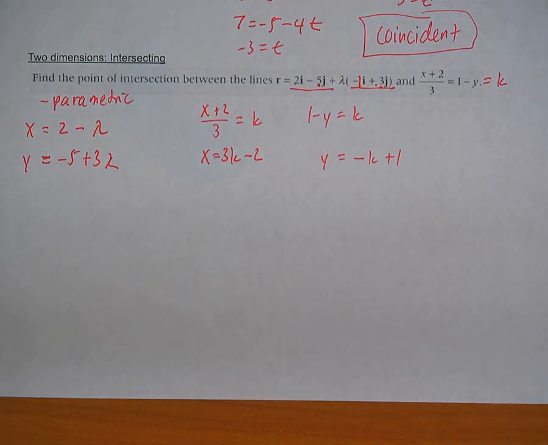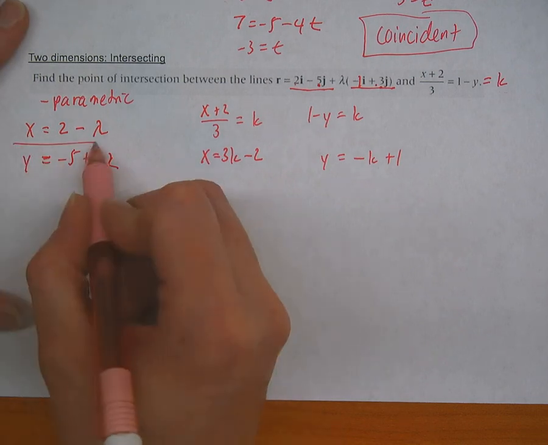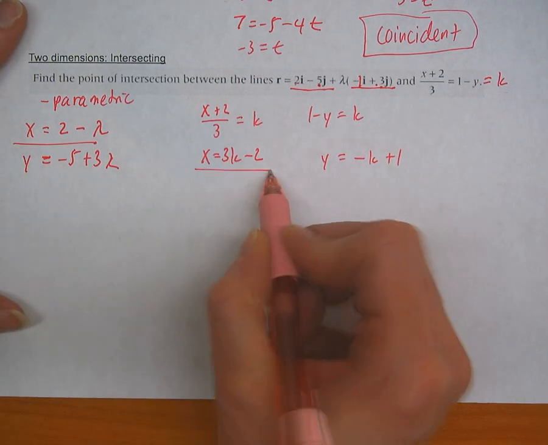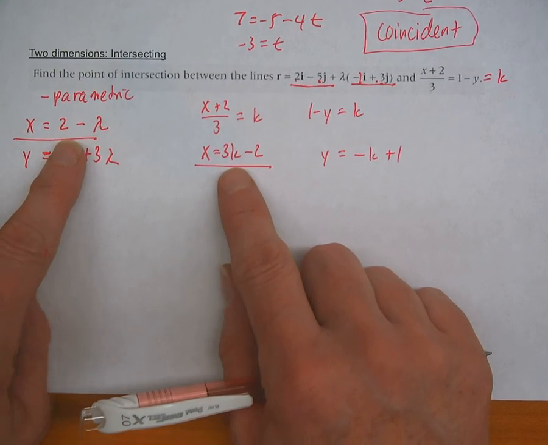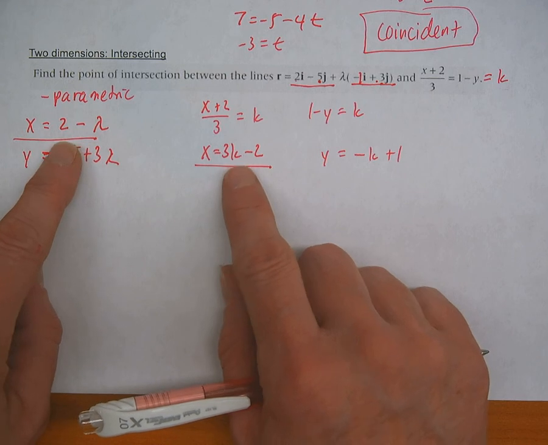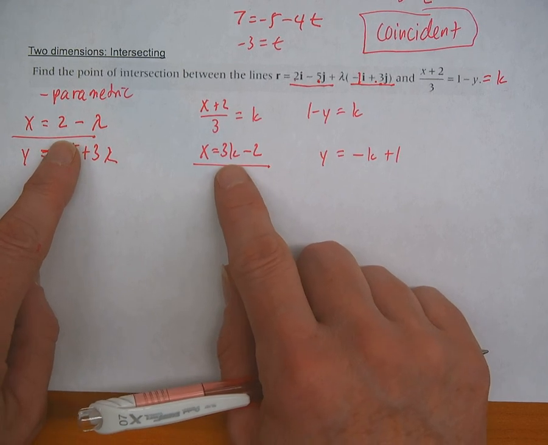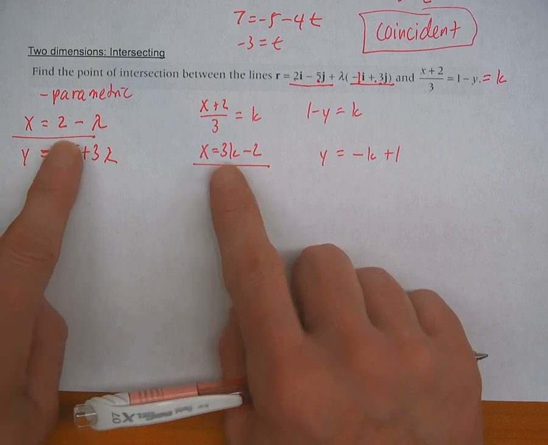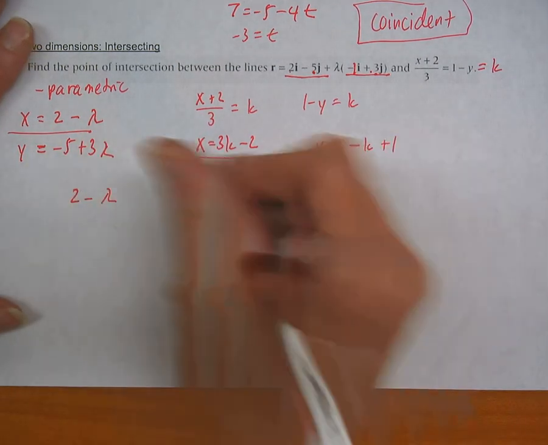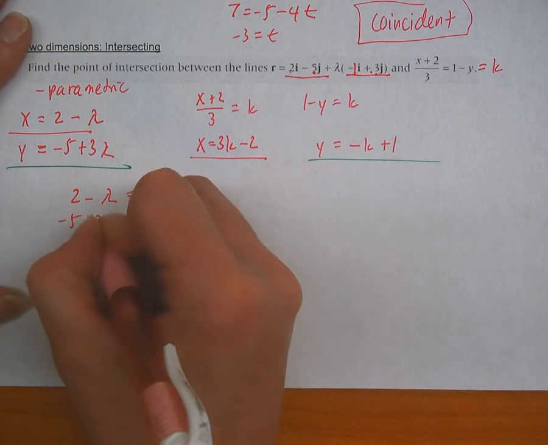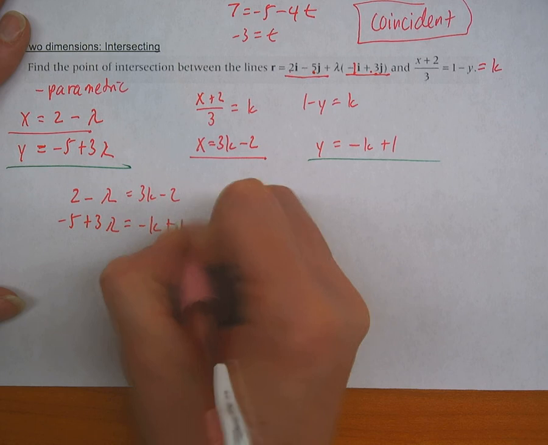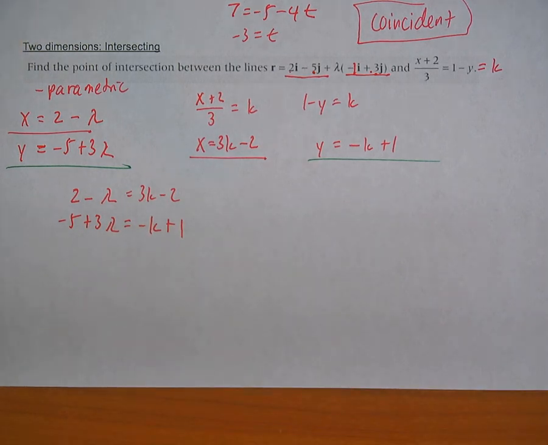So now I have my x here and my x here. These are the x values for my 2 separate equations of lines. If they are going to intersect, that means their x values will be the same. So you're going to take your x equations and set them equal. 2 minus lambda equals 3k minus 2. Now you're going to take the y equations and set them equal. Notice now we have 2 equations and 2 unknowns, so we'll simply solve this as a system.